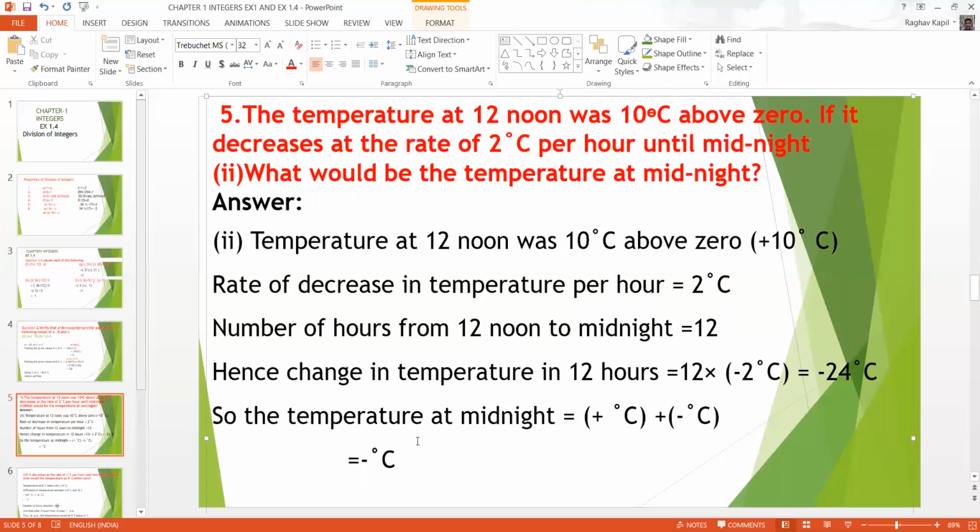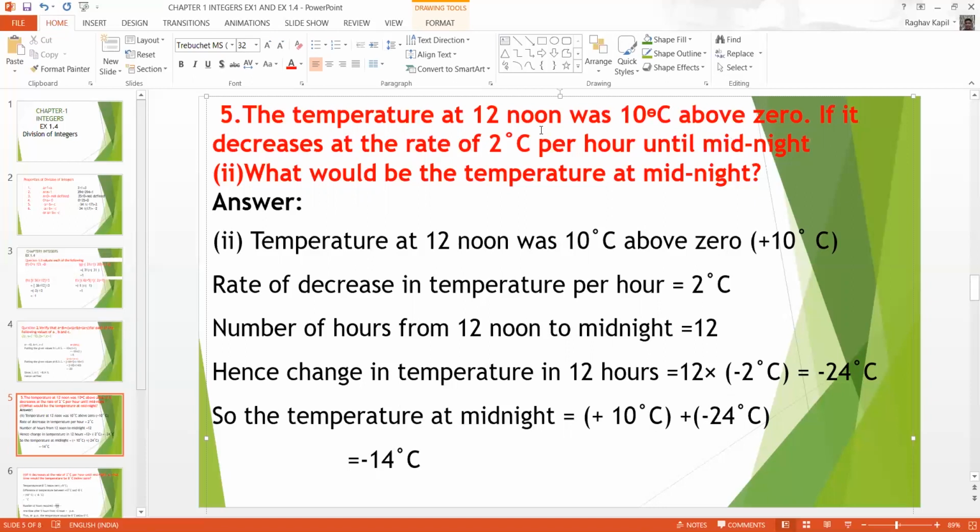Now we will find out the temperature at midnight. So it starts at which degree? 10 degrees. And it is decreased how many degrees Celsius? That is 24 degrees Celsius. So when we add this, it will be what? Minus 24 minus 10, it is 14, and we will put this negative sign only. So at midnight, the temperature will be what? Minus 14 degrees Celsius.